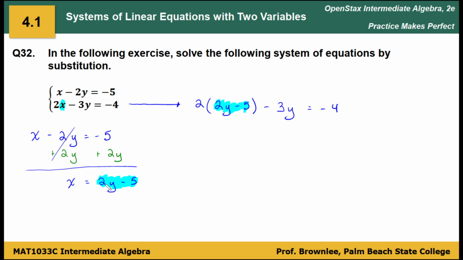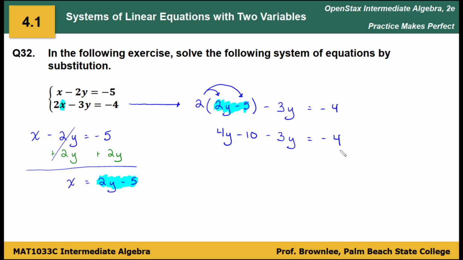And now what we do is we're going to algebraically clean up and solve for y. So we're going to distribute 2 times 2y, of course, is 4y. 2 times negative 5 is minus 10. Please do not distribute the 2 to the negative 3y, right? Only to what's inside that quantity. So that minus 3y comes on down, is equal to negative 4.